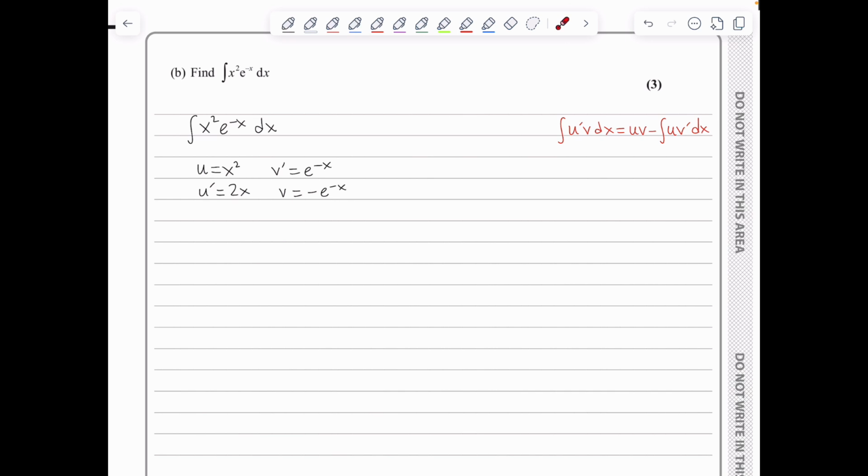And therefore the integral of x squared e to the minus x dx will be uv, so minus x squared e to the minus x minus the integral of u dash v. Now we can see that this minus here will make the minus outside of the integral positive, so we've got plus the integral of 2x e to the minus x dx, and I need to reapply integration by parts on this integral.